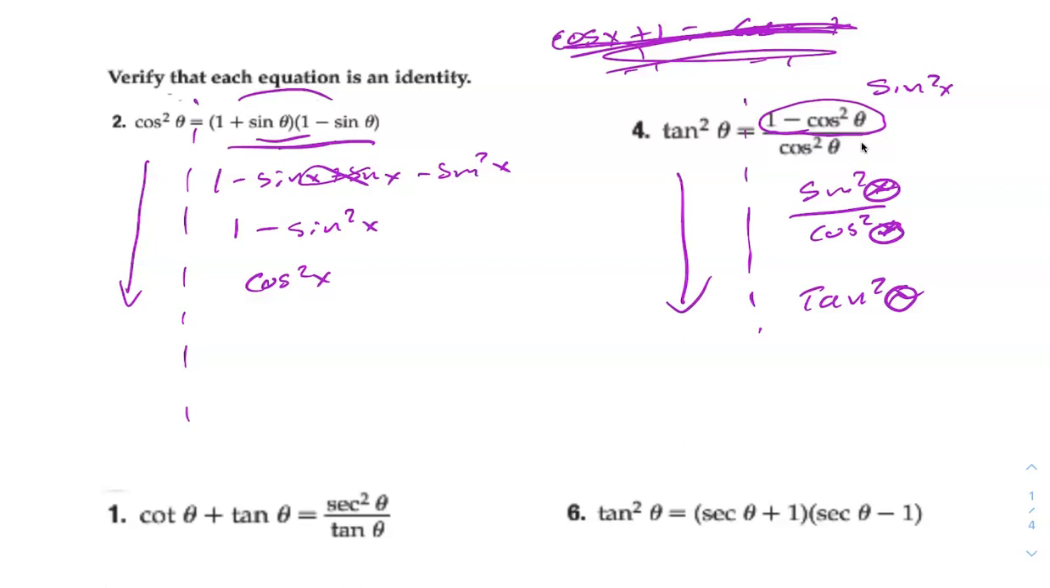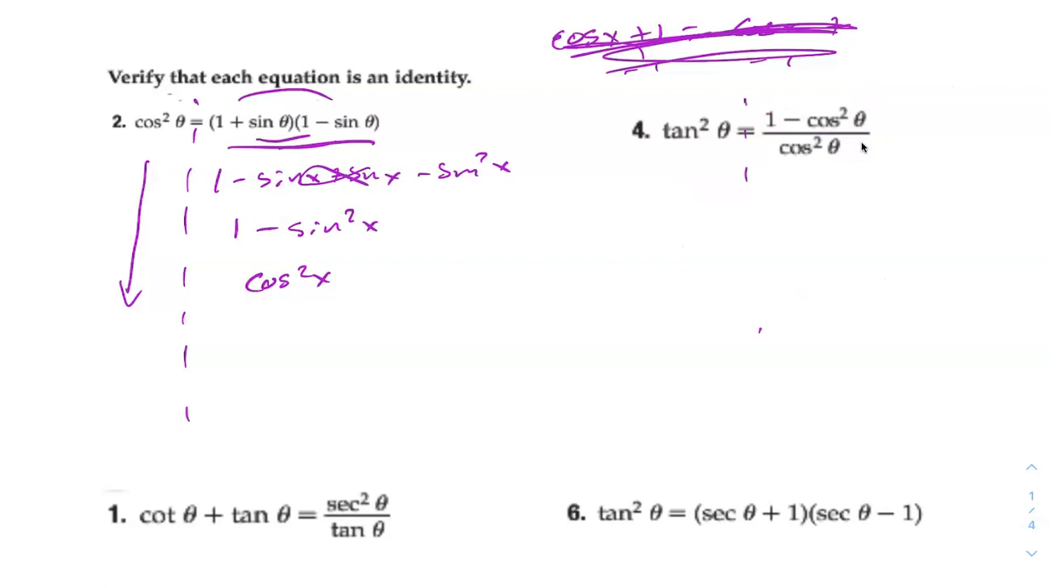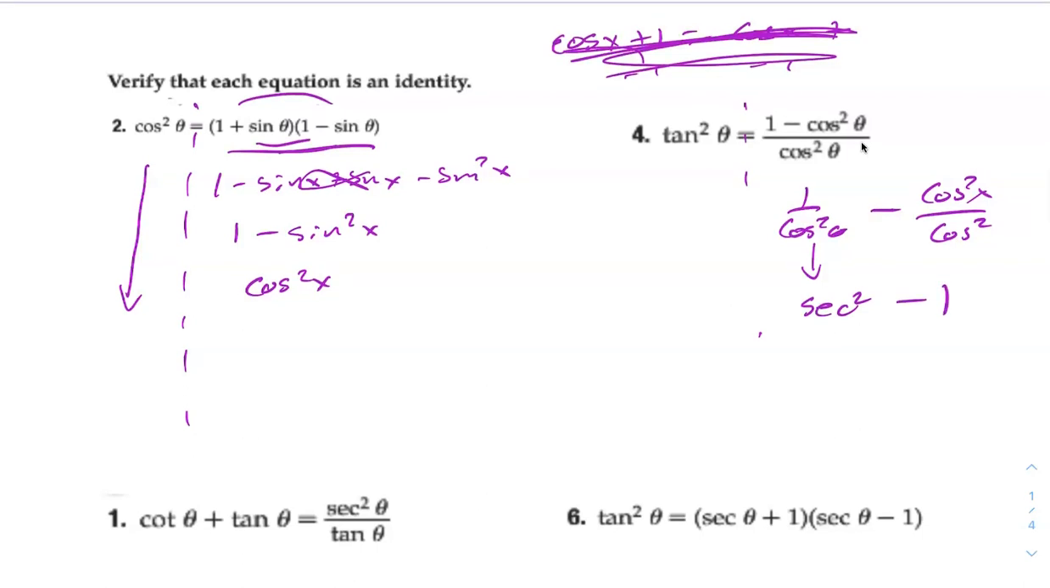Again, there's lots of ways to verify. That's one way I did it. If I wanted to, I could do it a completely different way. I could split it and go 1 over cosine squared minus cosine squared over cosine squared. If I simplify this, this is the same thing as saying secant squared minus 1. And secant squared minus 1 does equal tangent squared.